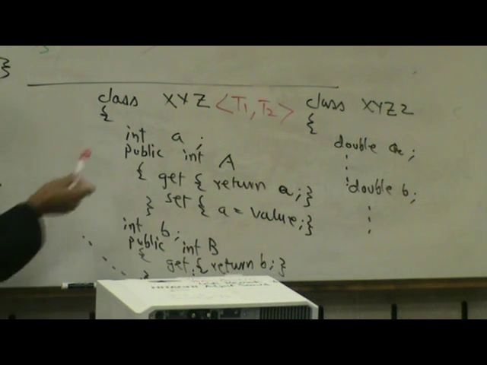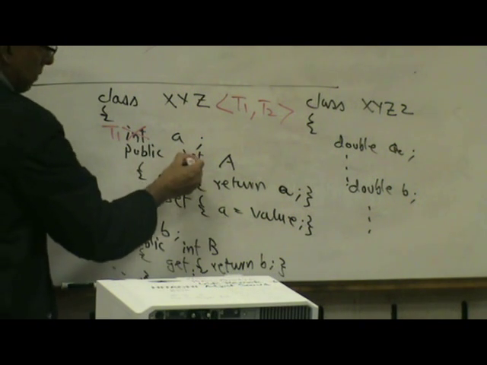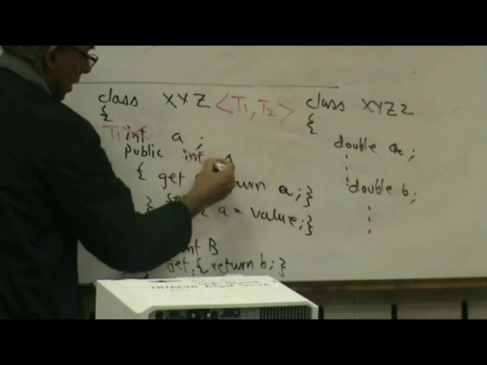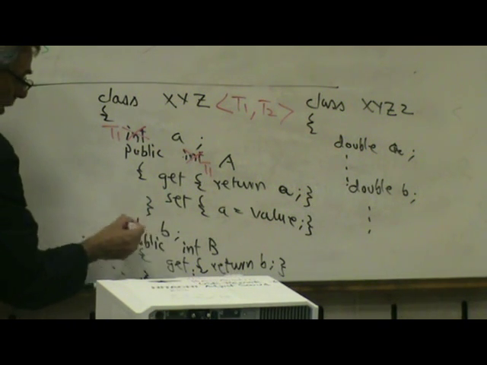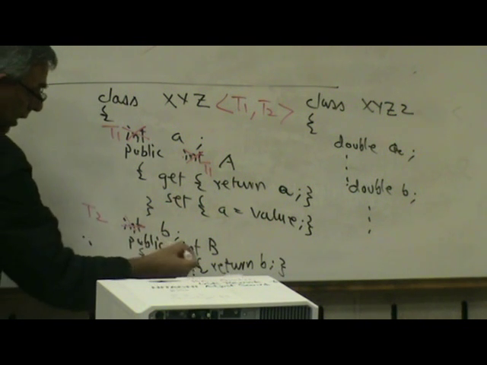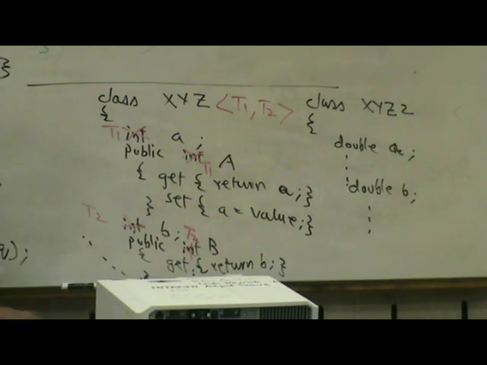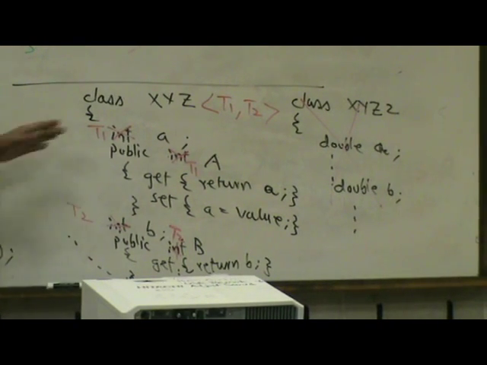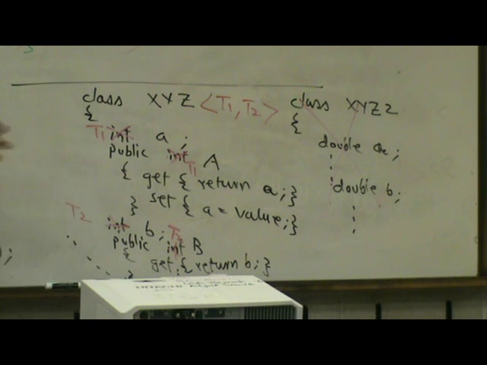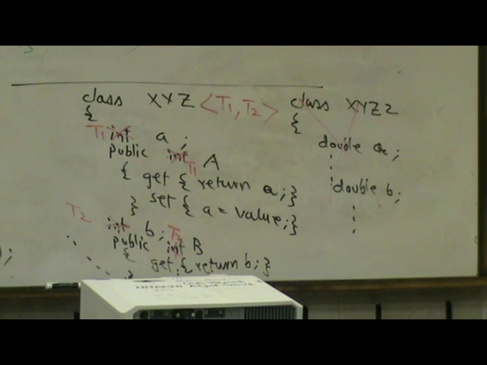Okay? So now instead of int, what will I say over here? T1. Instead of int, what will I say over here? T1, right? The rest of it stays the same. What about over here? T2, and then T2, right? Okay, so, and now there's no need to write this. So now how will the caller decide that A should be an int, B should be a double as an example, right? So let me show you the calling code now.